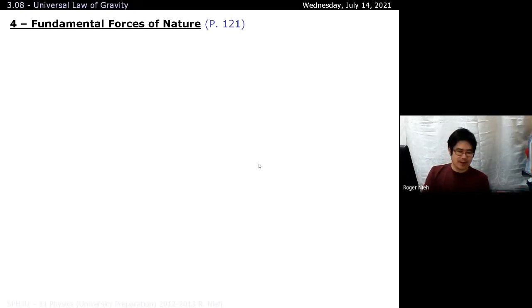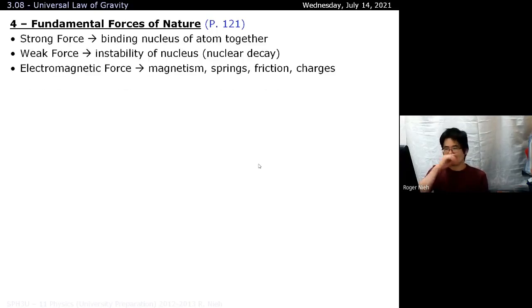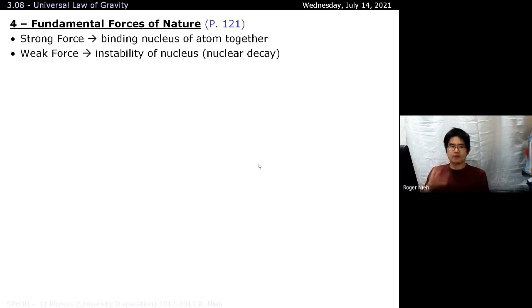Okay, first off, just a bit of background. There are four fundamental forces that exist in nature. One of them I just briefly talked about, which is the electrical force. I'm going to go over all of this in detail. The first two types of forces are forces that are involved in the nucleus of an atom.